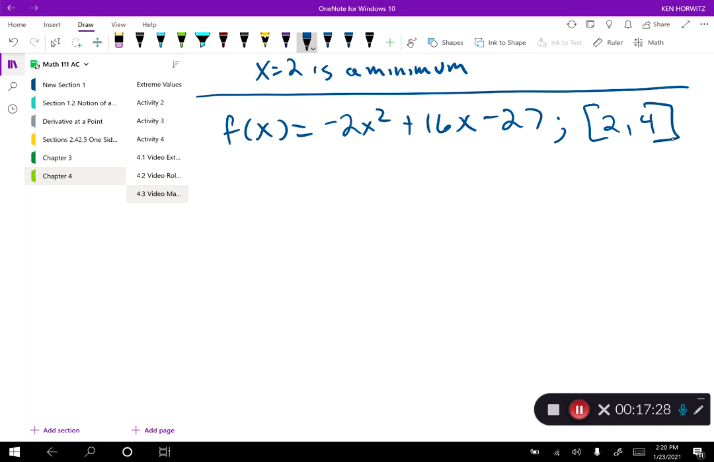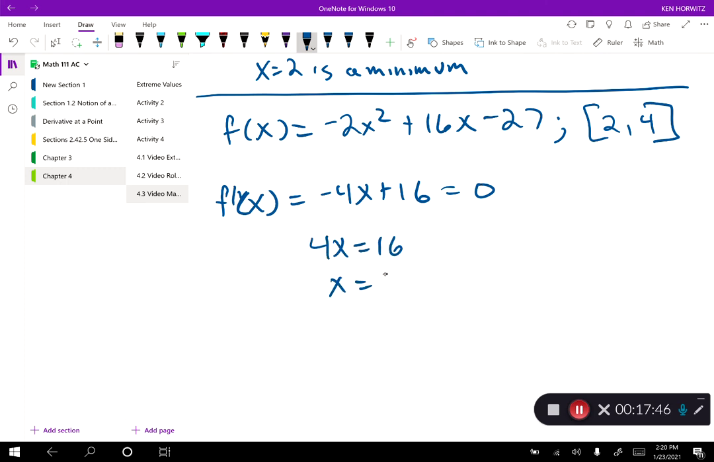We're going to start out the same way. We're going to find the derivative. So f prime of x equals negative 4x plus 16. I'm going to set this equal to 0. And I'm going to say 4x equals 16 and x equals 4. So 4 is a critical number. It happens to be at the very end of my domain.